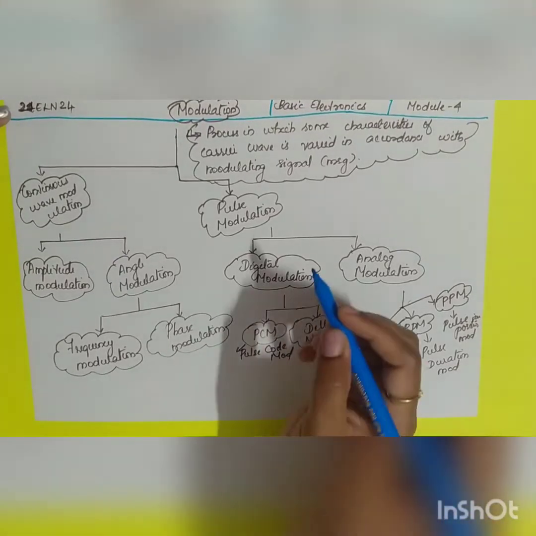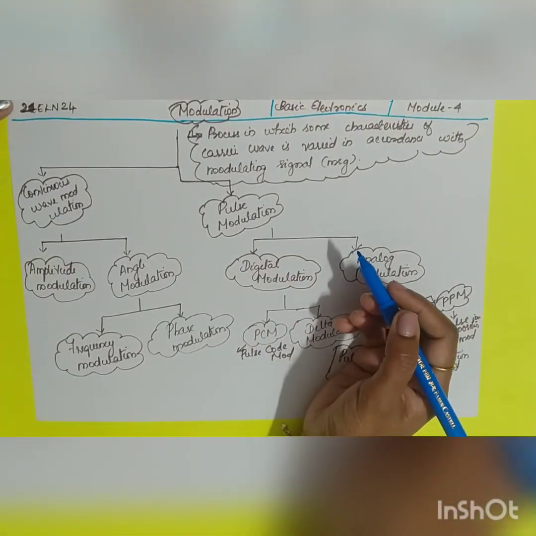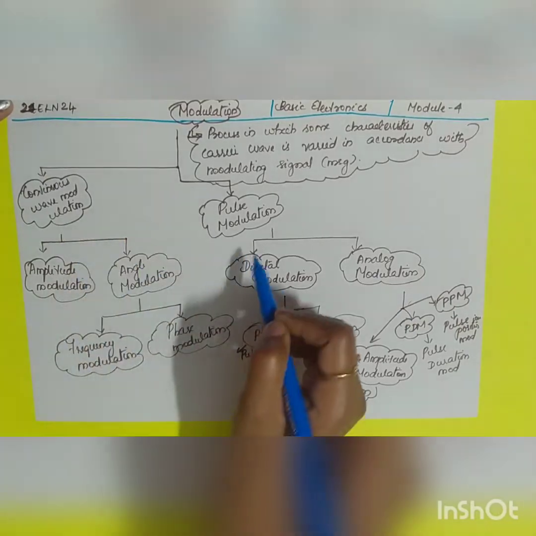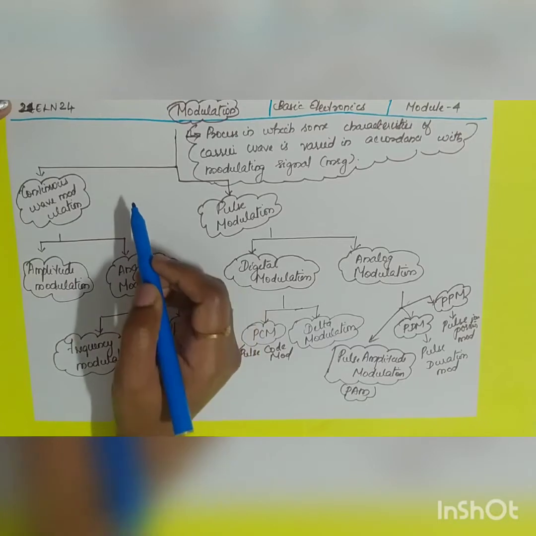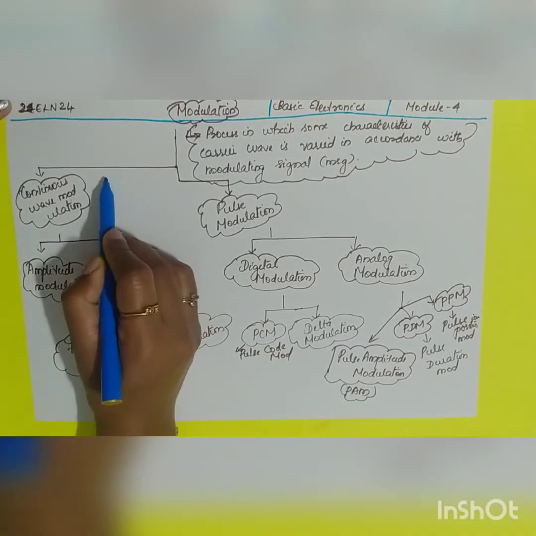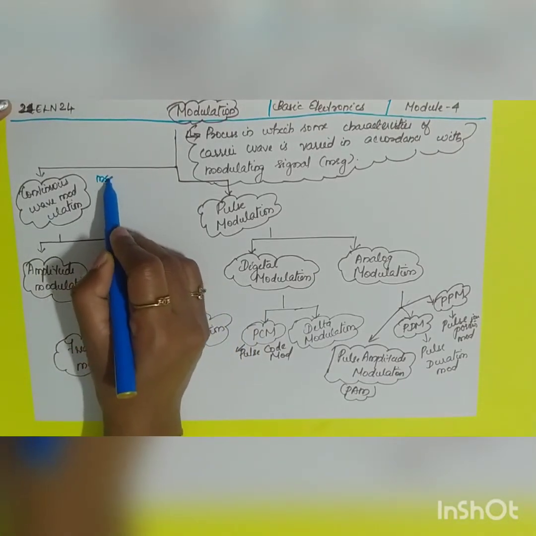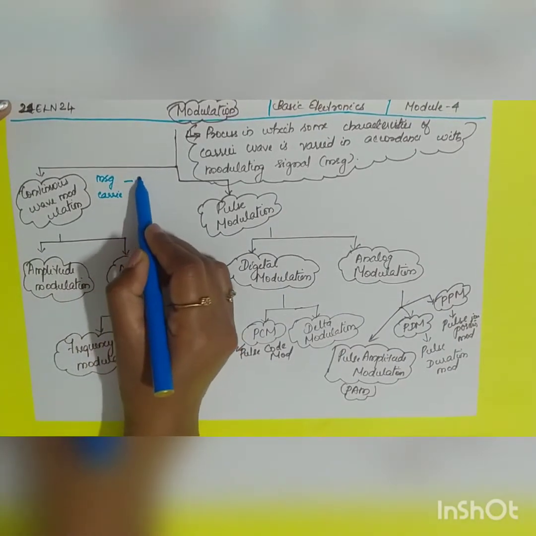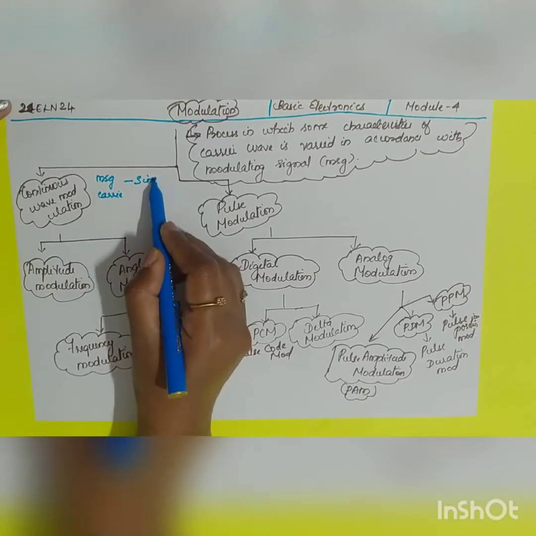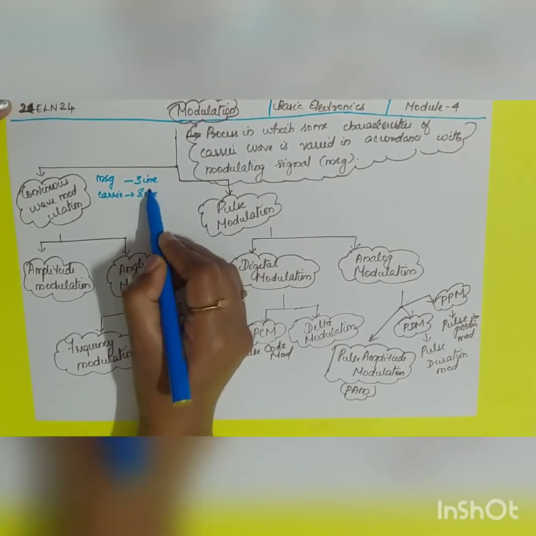Okay. Now, what is meant by continuous wave modulation? What is the difference between continuous wave modulation and pulse modulation? So, in the case of continuous wave modulation, both your baseband signal, that is your message signal, and your carrier signal are sine wave, sinusoidal in nature. Okay, both are sine wave, right?